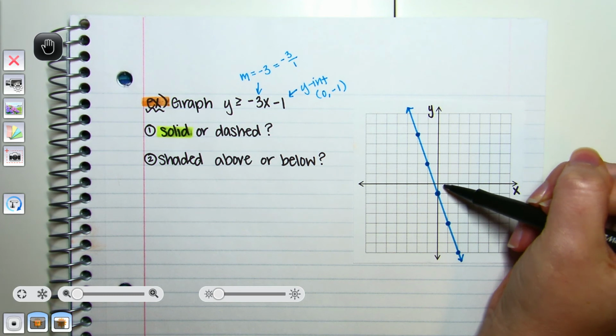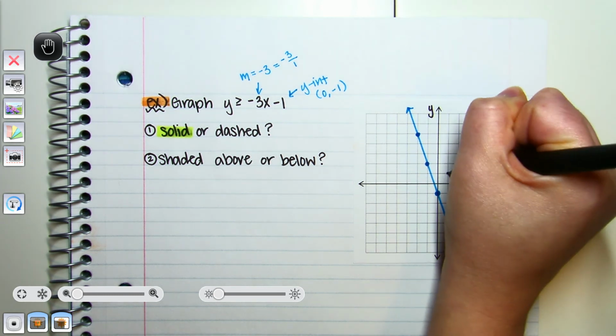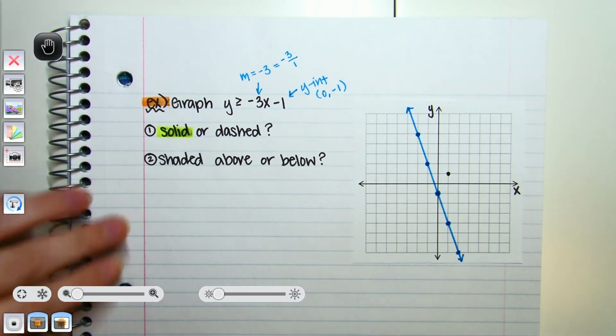I could choose (1, 0). I could choose (0, 1). I'm going to choose (1, 1). Just choose something that is not on your line. Now, I could have also picked a point that was over here, but all of these are negative numbers, and positive numbers are just nicer to work with, in my opinion.